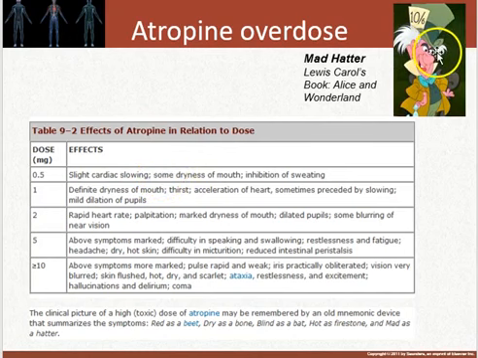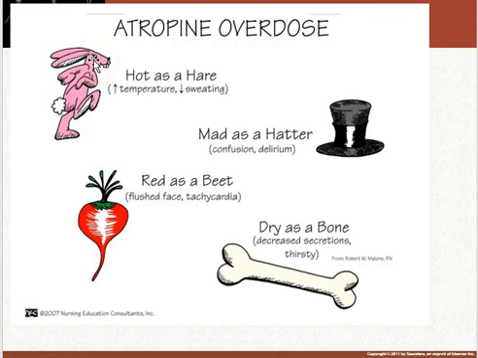Do you guys remember the Mad Hatter from Lewis Carroll's book, Alice in Wonderland? He was mad because back in the day, hatters and haberdashers used mercury to shape the felt for fedoras, and at some point they ended up delirious. The delirium can be seen in high doses of atropine. I didn't come up with this, but people over time have come up with this mnemonic: hot as a hare, mad as a hatter, red as a beet, dry as a bone, to remember what atropine does in higher doses.